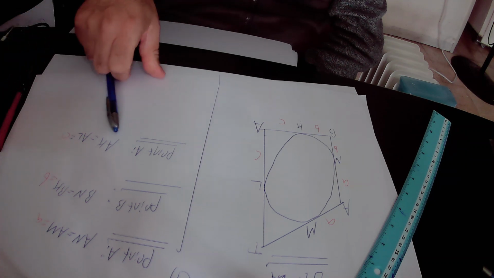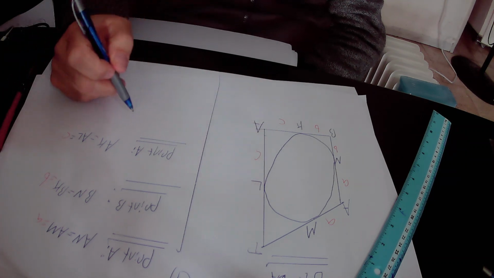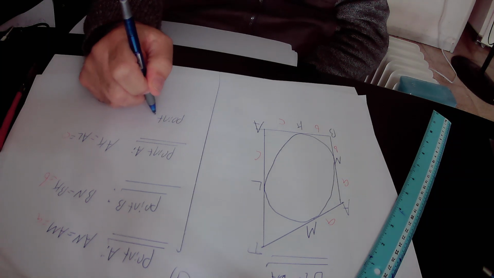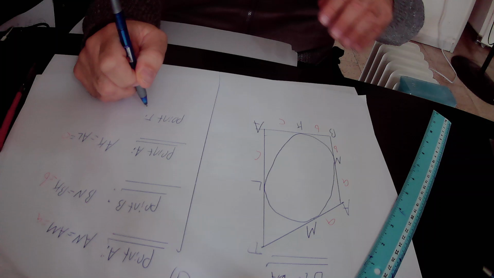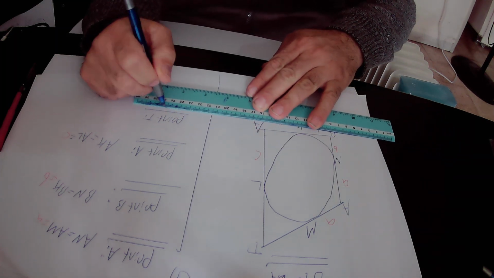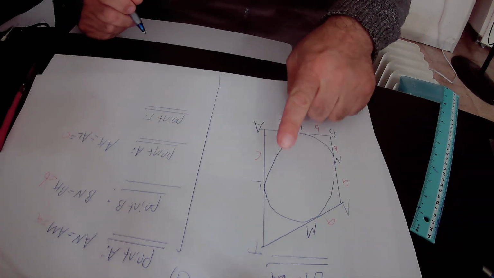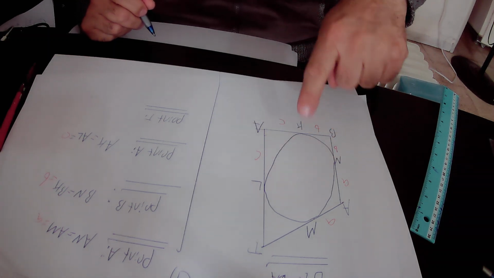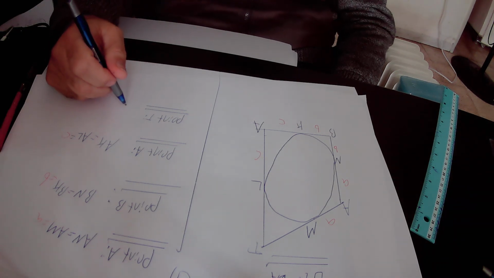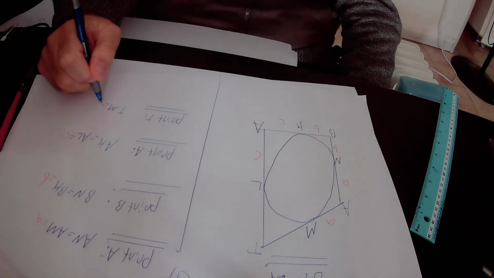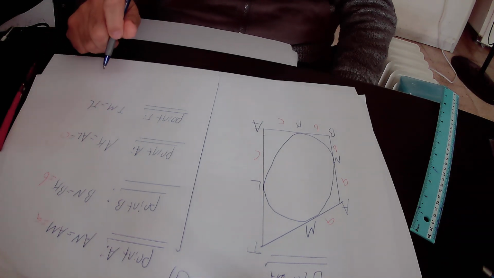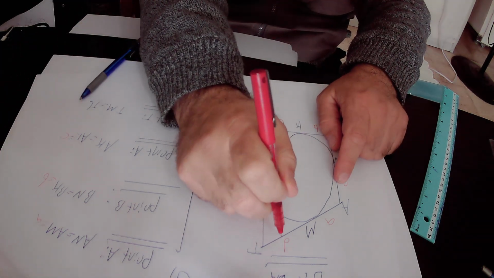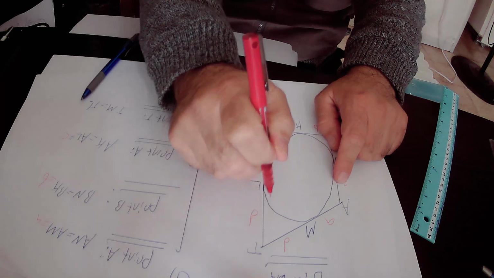And finally, we focus on the common external point, point T. From the common external point T, we have two tangents to this circle, tangent TM and tangent TL, and according to rule number 2, they are equal to each other. That is to say, TM equals TL. So if TM is D, then TL must also be equal to D.